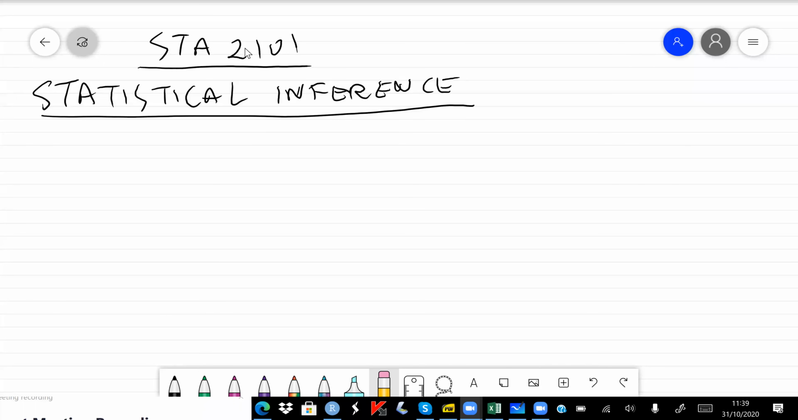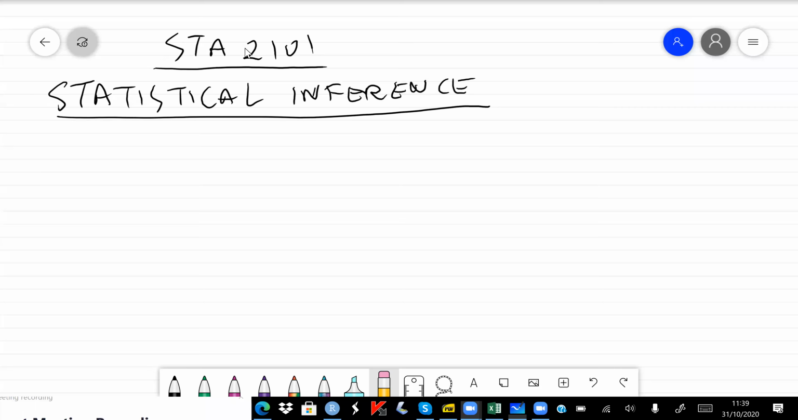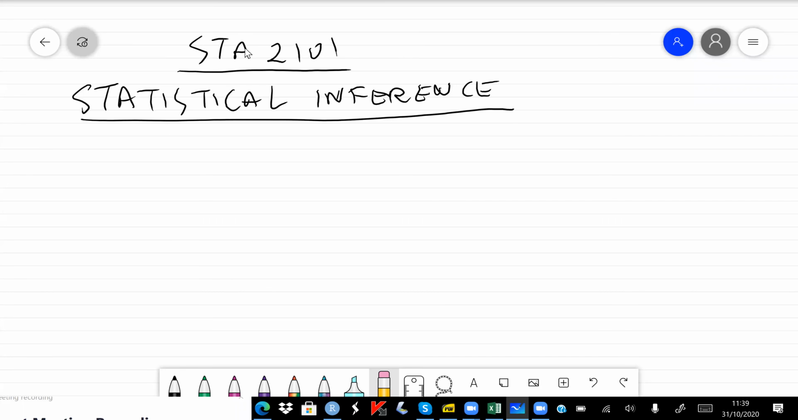So hi everyone, and welcome to today's class. This is our second topic, statistical inference. We have already looked at the probability distributions, the binomial, the Poisson, and the normal distribution. So let's now start what we're calling statistical inference or inferential statistics.